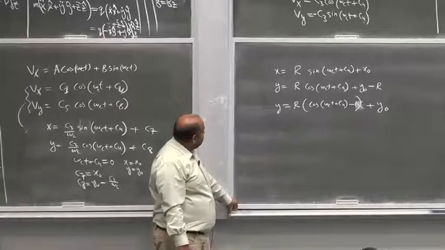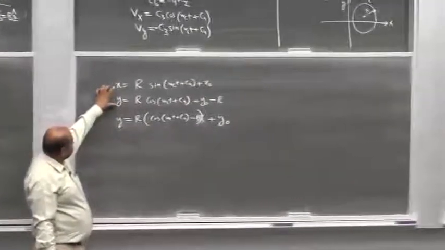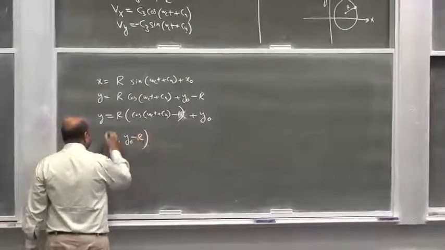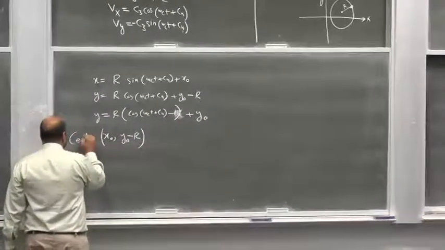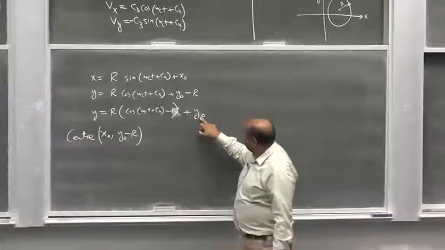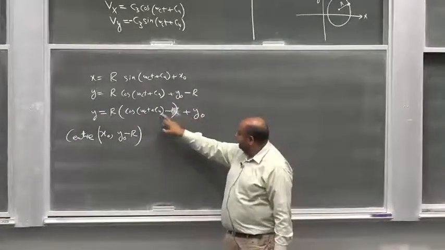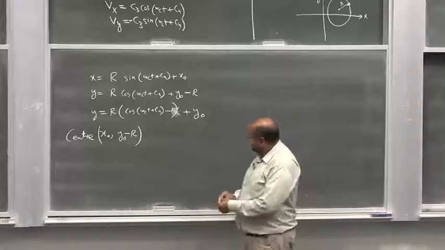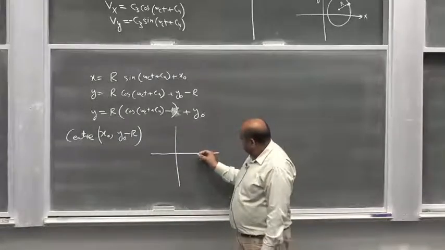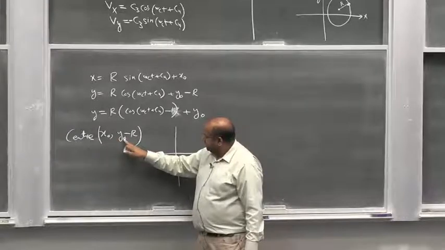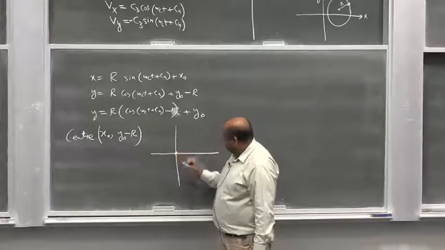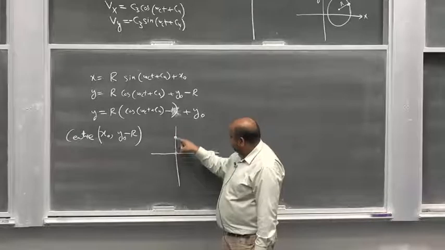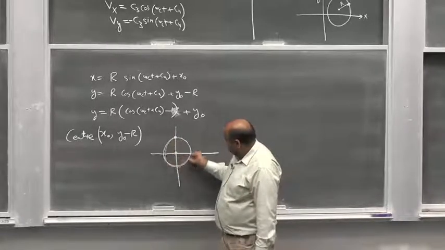And what's the center of the circle? The center of the circle has coordinate x naught, y naught minus r. x naught, y naught are the positions of a particle at the reference time, and x naught, y naught minus r are the centers of the circle. So let's say x naught is 0 and y naught is r. So center is here. So this simply means that we are beginning at this position, because x naught is 0 and y naught is r. So it's going like this, in this way.